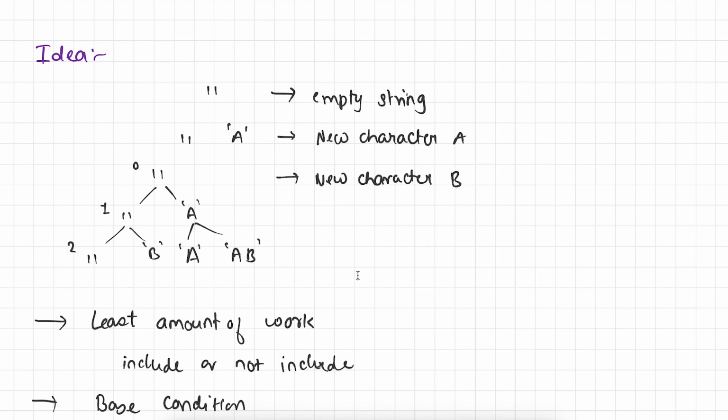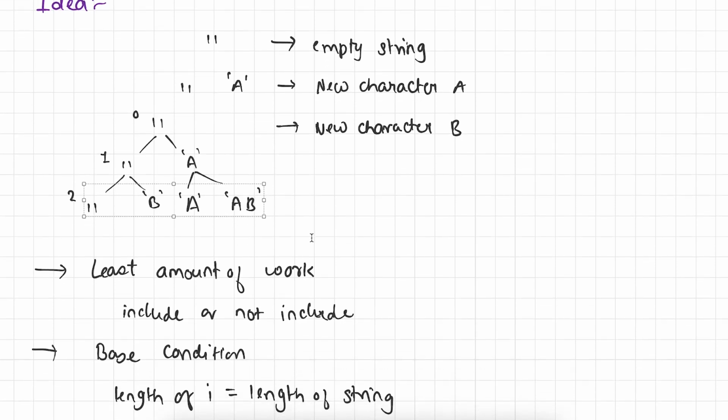Do you realize what is happening over here? We started with the blank string. Then we did not include A, and then we included A. And similarly in the case of B, first we did not include B, then we included B, and so on. This is how we get all the subsequences and subsets of 2 characters, A and B.